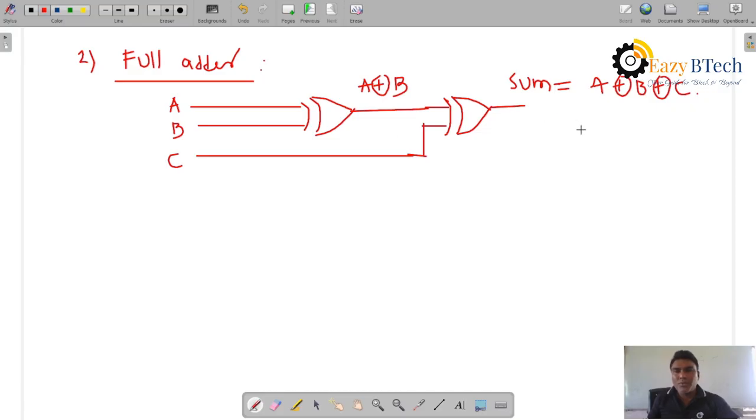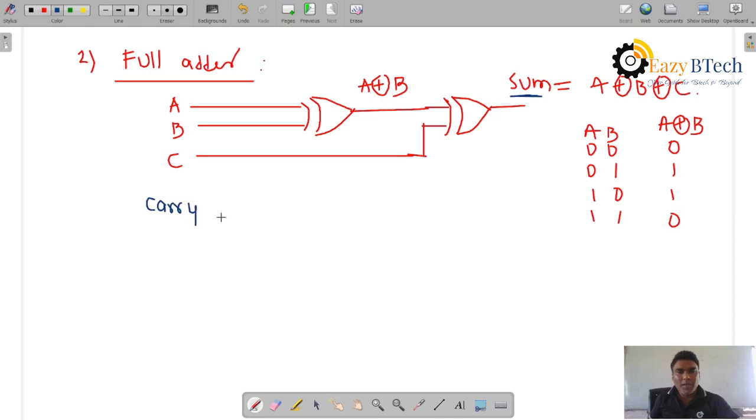A exclusive-OR B means, for A B inputs 00, 01, 10, 11: for 00 it will be 0 and for 11 it will be 0, and for 01 and 10 it will be 1. This is a truth table. This is the sum value.